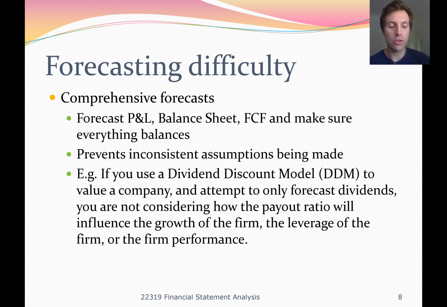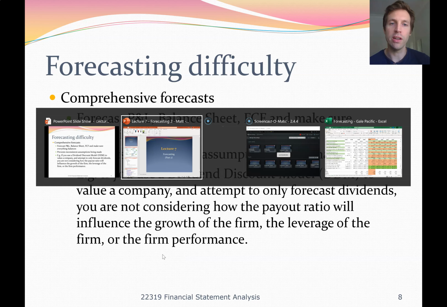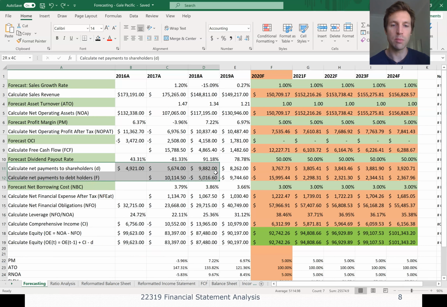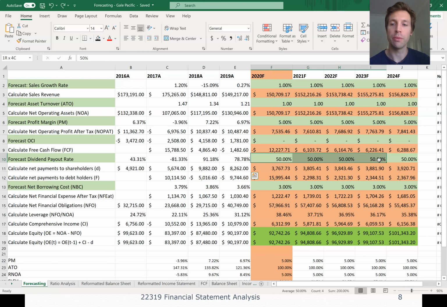So I'm going to go to a spreadsheet, our Gale Pacific spreadsheet, and talk about this issue with some numbers. This is just a very simple demonstration. If I was going to value a company using the dividend discount model, these are the dividends that Gale Pacific have paid out from 2016 to 2019. When we prepared our comprehensive forecast using the forecast template, I calculated the dividends that I expect into the future using this dividend payout ratio.